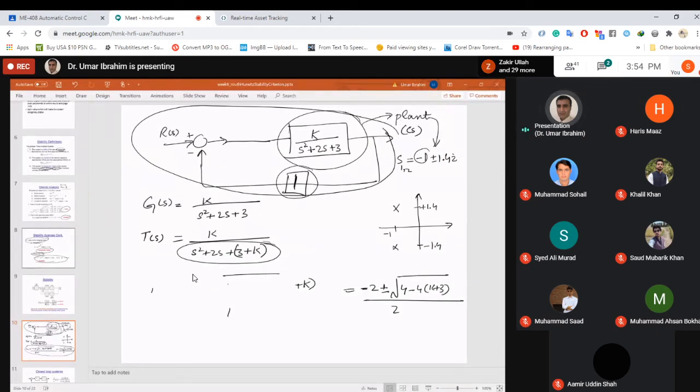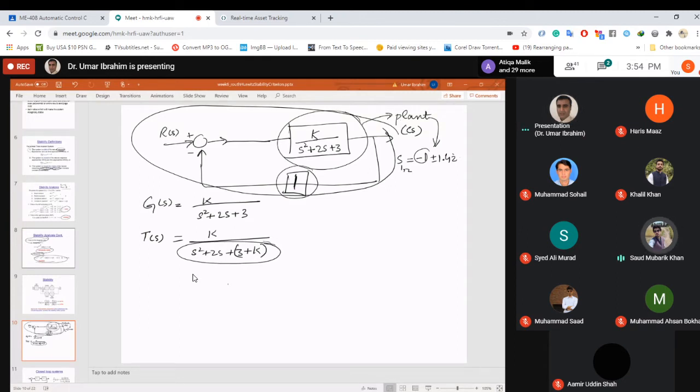Usually we do not know the value of K. We know the range of K, but we do not know the exact value of K. Sometimes we know it, but most of the time when we are designing a system, we do not. Sir, what does T of S show? T of S is the transfer function of the whole system, of the feedback control system का transfer function, जो कि अभी थोड़ी देर पहले मैंने calculate किया था.